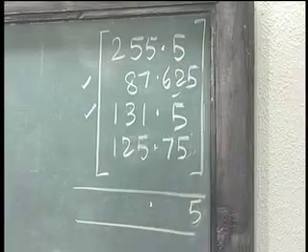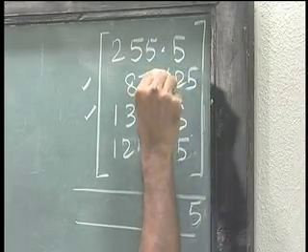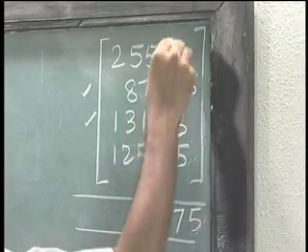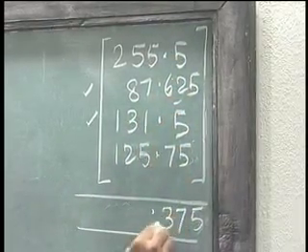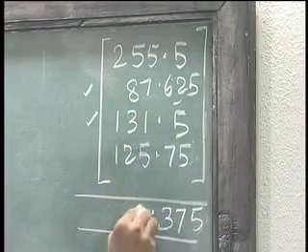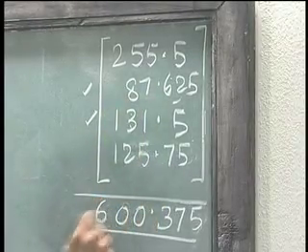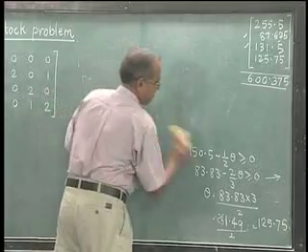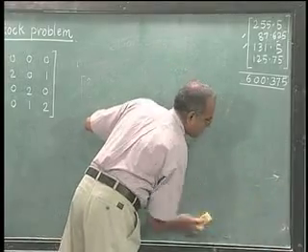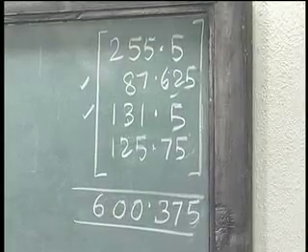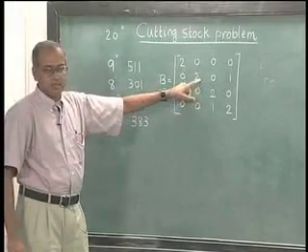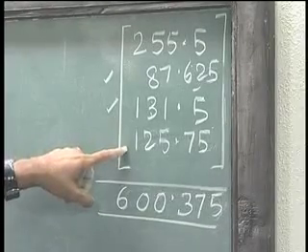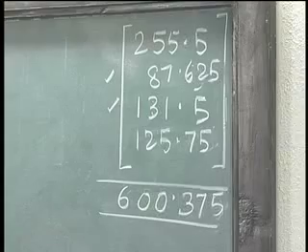5, 2 plus 5, 7, 23, 2, 2, 600.375. So, we now have a solution with these 4 patterns coming into the basis with the values that are given here with 600.375. Now, we need to find out whether this is optimal.